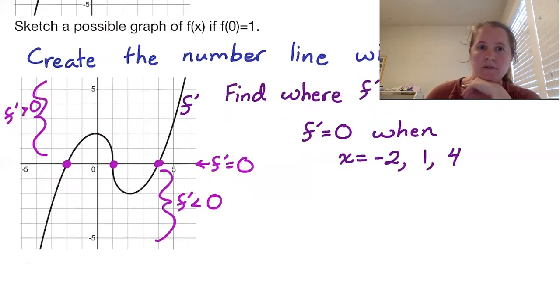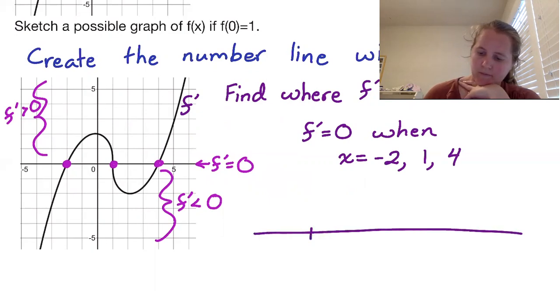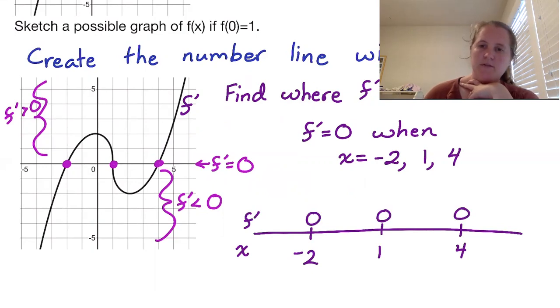It's never undefined. If we make our number line, -2, 1, and 4 are our points of interest. So here's x and f prime. At all 3 of these places, the derivative is equal to 0.